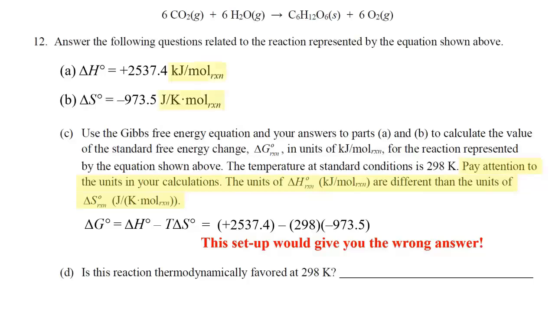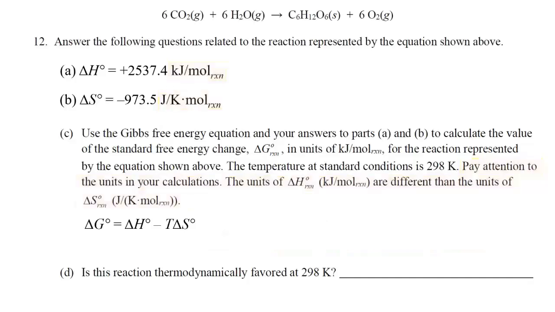So as I mentioned, the units of delta H, which are kilojoules per mole of reaction, are different than the units of delta S, which are joules per Kelvin mole of reaction. So how are we going to resolve this problem with different units? Well, the instructions in part C said to calculate the value of delta G in units of kilojoules per mole of reaction. So I'm not going to change the units of delta H because they already are in units of kilojoules per mole of reaction. But I have to change from joules to kilojoules with the delta S. So what I'm going to do for my answer to part B is I'm going to divide by 1,000.